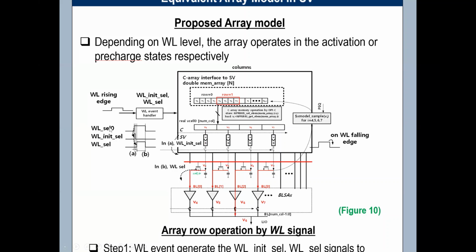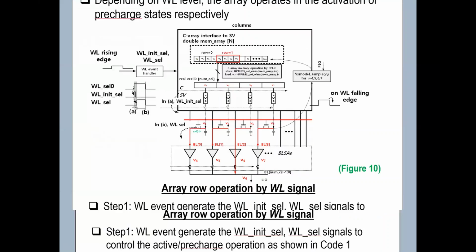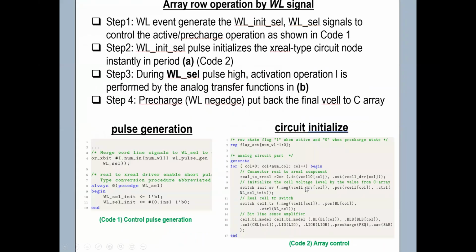And then from word line cell 0, the controlling signals, word line init cell and word line cell, are generated for controlling the active low circuit as in table 2. The resulting short pulse, word line init cell, initializes the cell node voltage level in the circuit netlist. We use the switch primitive to do this. The corresponding cell voltage level is written to the V-cell variable. After that, the real cell and the bit-line circuit can operate by the word line cell signal.